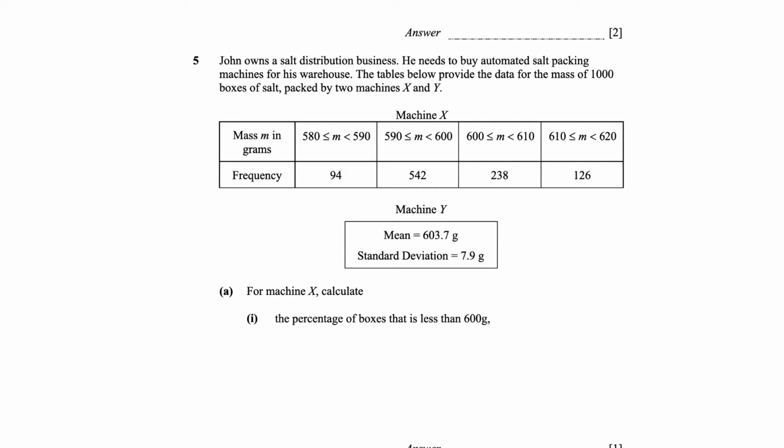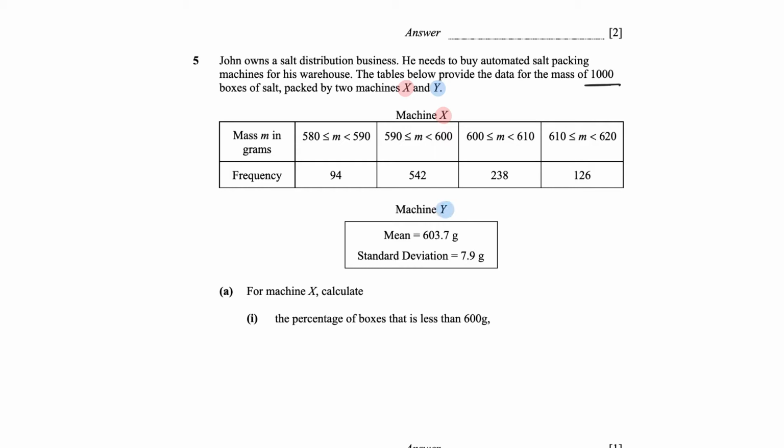Let's look at this question. John owns a salt distribution business and he needs to buy automated salt packing machines for his warehouse. The tables below provide the data for the mass of 1,000 boxes of salt packed by two machines, X and Y. Let's color code that for ease of recognition. So X is here, and Y is here.